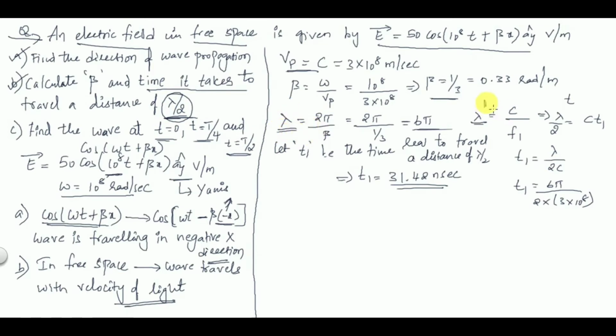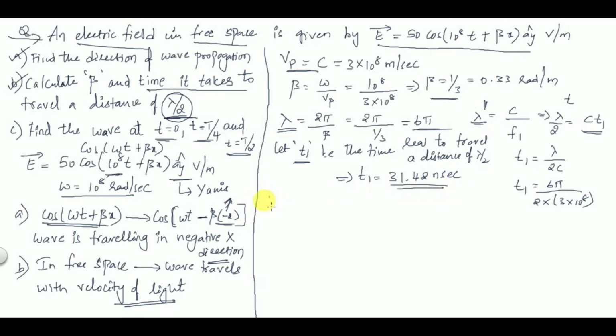So for whatever wavelength we want, lambda dash, we can write it as c by f1, where I have considered t1 as the time required by the wave to travel a distance of lambda by 2, right? So lambda by 2 is equal to c into t1. So t1 is equal to lambda by 2c. So you'll get t1 as this.